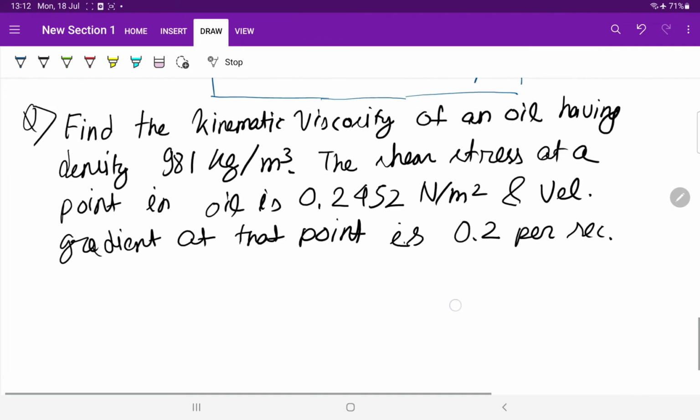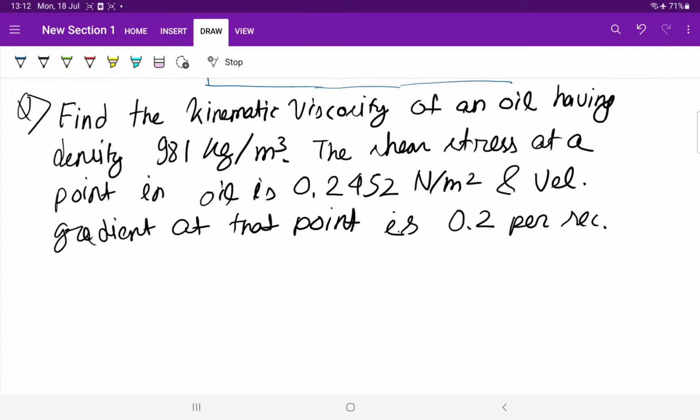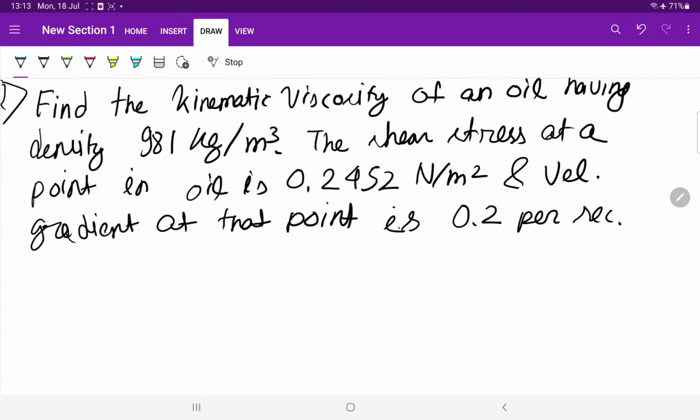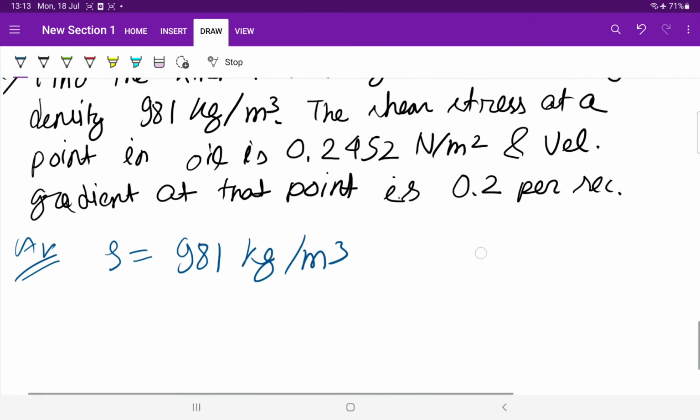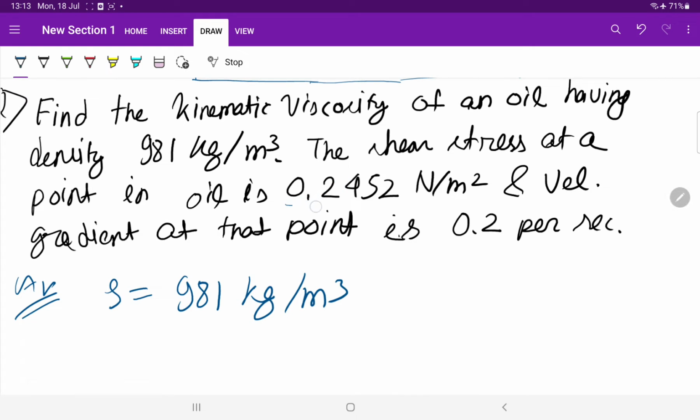So try to find the kinematic viscosity of an oil having density 981 kg per meter cube. The shear stress is given here, 0.2452, and the velocity gradient is also given. So what do you need to do? Answer: first of all, just see what is written here. We have our density, 981 kg per meter cube. We won't change it, as it is not required if the unit is given in kg per meter cube.